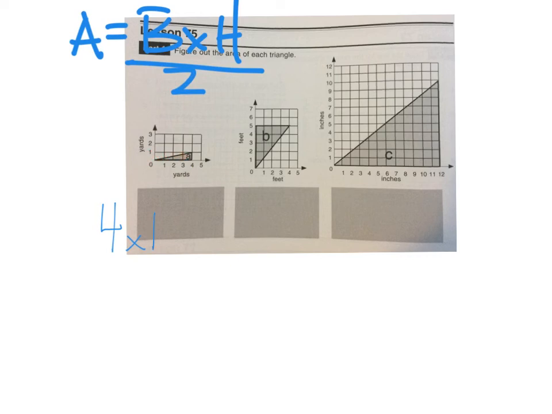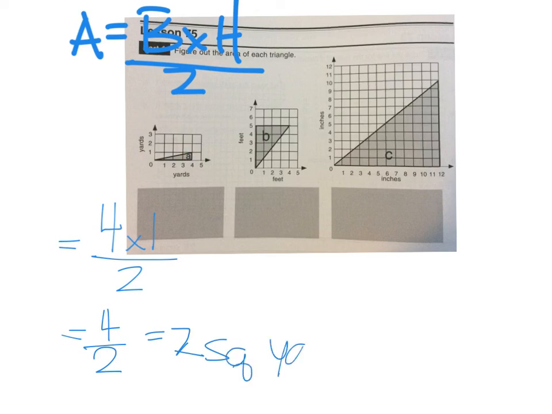So it's going to be 4 times 1, and because I'm using a triangle and not a rectangle, if I was a rectangle, I would just solve from here. But because it's a triangle and it's only half of a rectangle, I have to divide by 2. So when I'm going to solve this, I have 4 times 1, which is 4, divided by 2, and I know that 4 divided by 2 is 2, and I always need my units, and because we're doing area, it has to be square, and this one is yards.